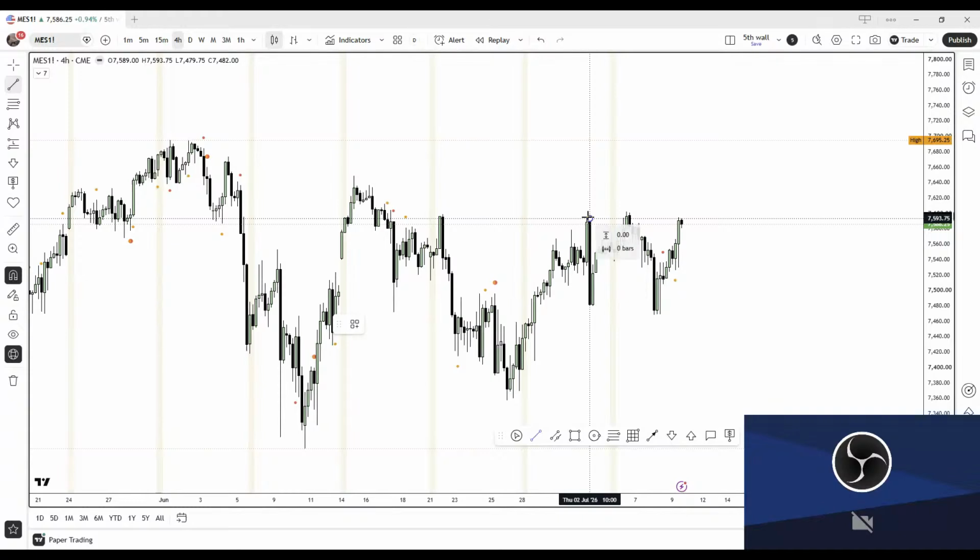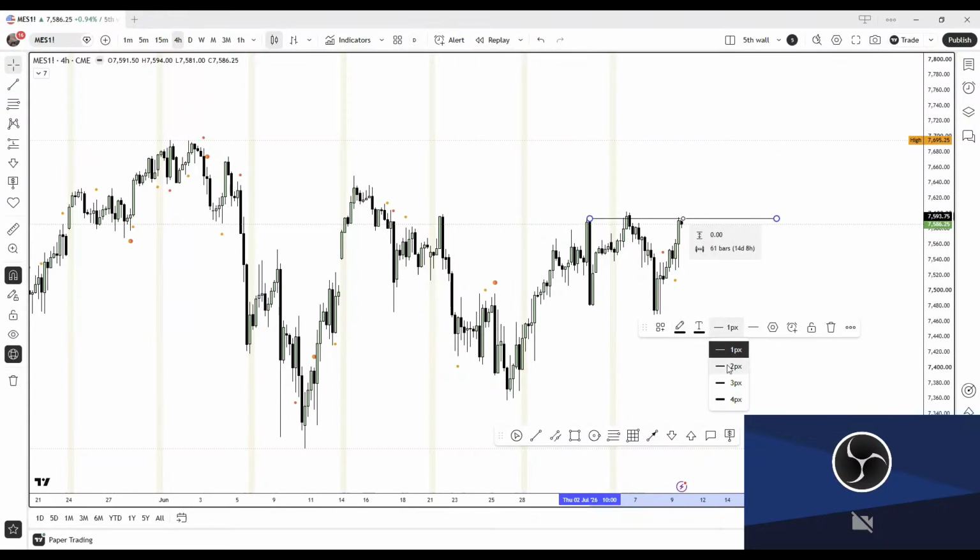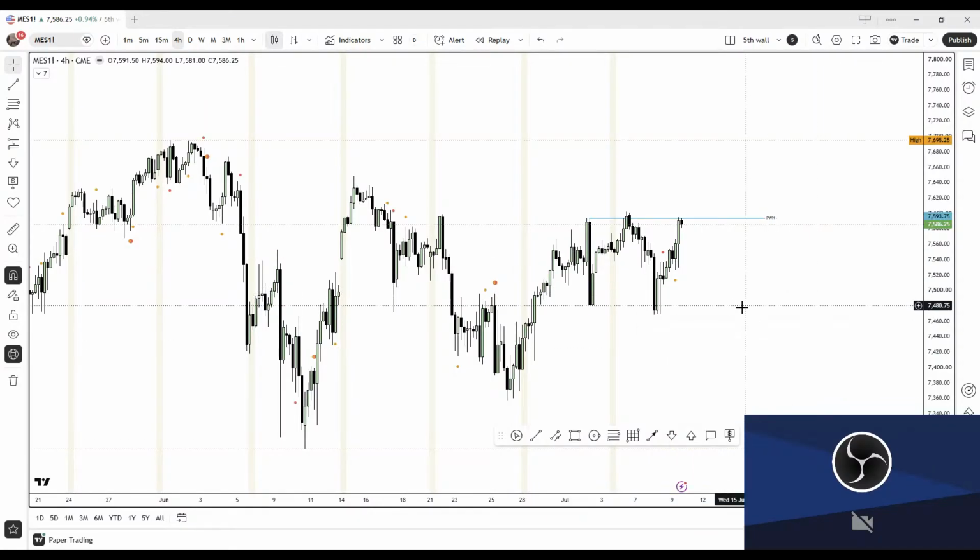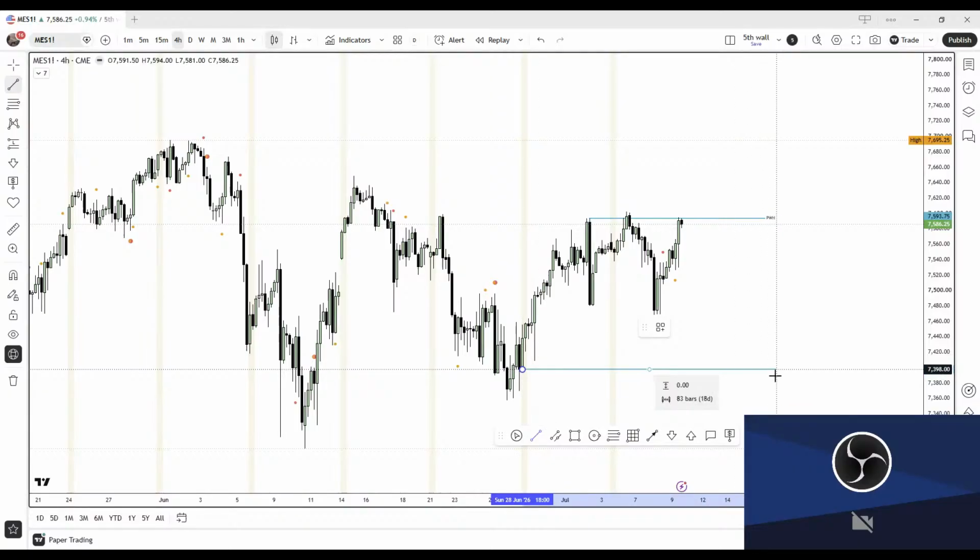So we have the previous week's high. This is a 4-hour chart. This is the MES and previous week's high. And we have, technically it's here, previous week's low, Sunday. Previous week's low. We have this swing low here. We have these stops being ran right here.